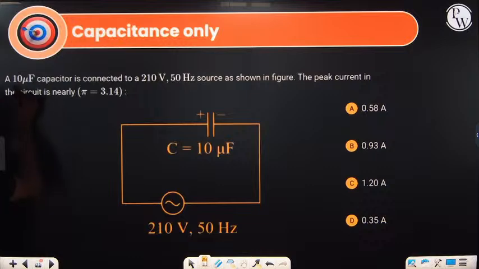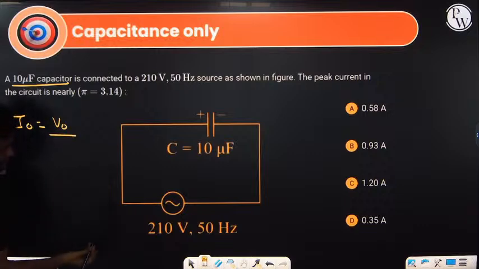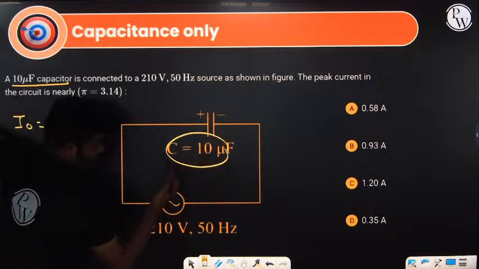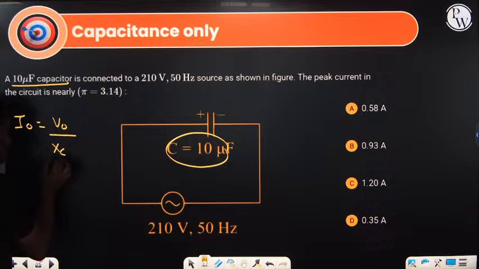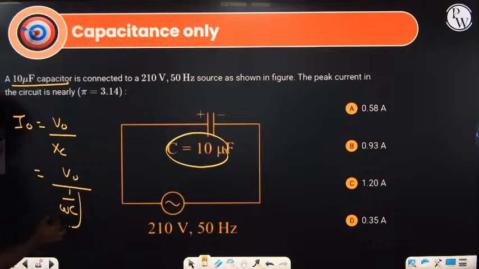A 10 microfarad capacitor is connected to a 210 V, 50 hertz source as shown in the figure. The peak current in the circuit, peak current means I naught. And what is I naught? V naught divided by Z. And what is Z here? Xc, since only the capacitor is there. So we have to use Xc, so V naught divided by Xc. What is Xc? 1 by omega C. We have to calculate this.